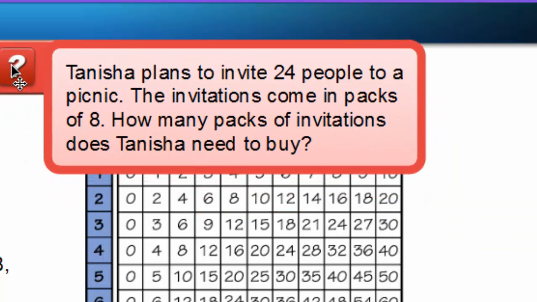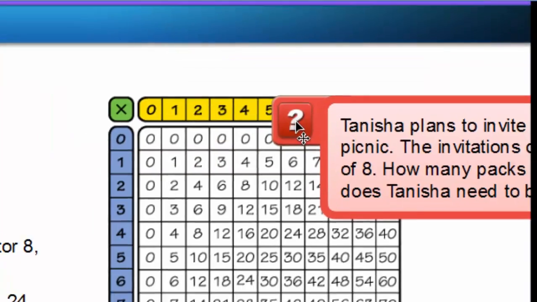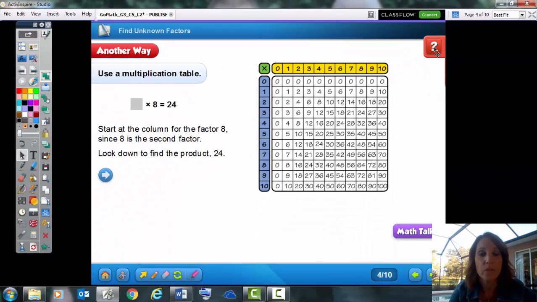Okay, just as a reminder, we have Tanisha again. She wants to invite 24 people to her picnic. The invitations come in packs of 8, so we need to help her find out how many packs of invitations Tanisha needs to buy. So we can use a multiplication table.